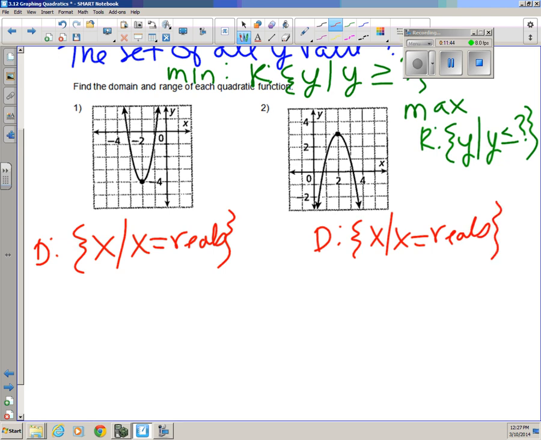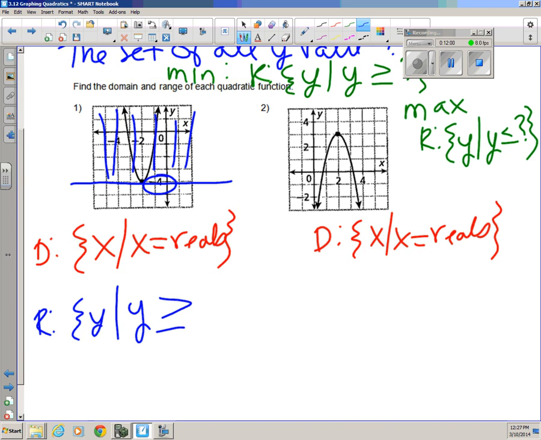It's the ranges that change. Take a look at this vertex. This vertex goes through this -4 on the y-axis, and any point that's above it works. So my range becomes y such that y is greater than or equal to -4.